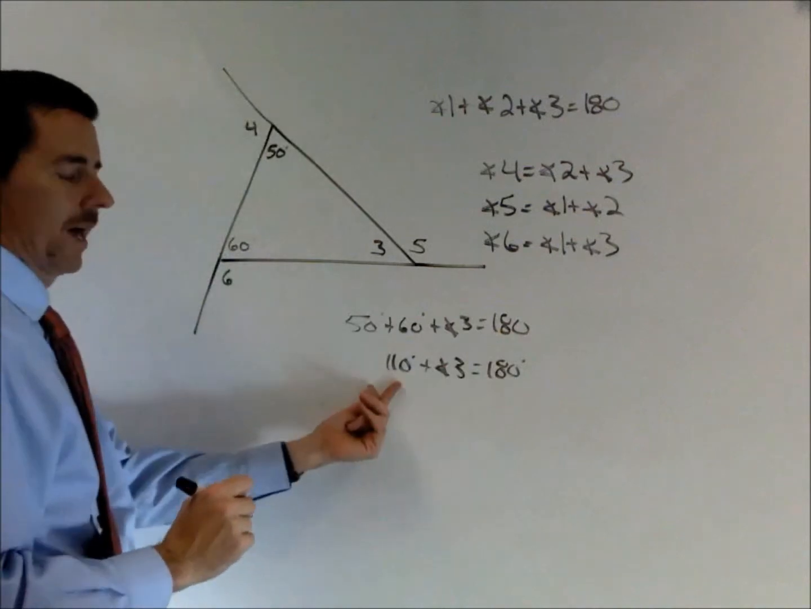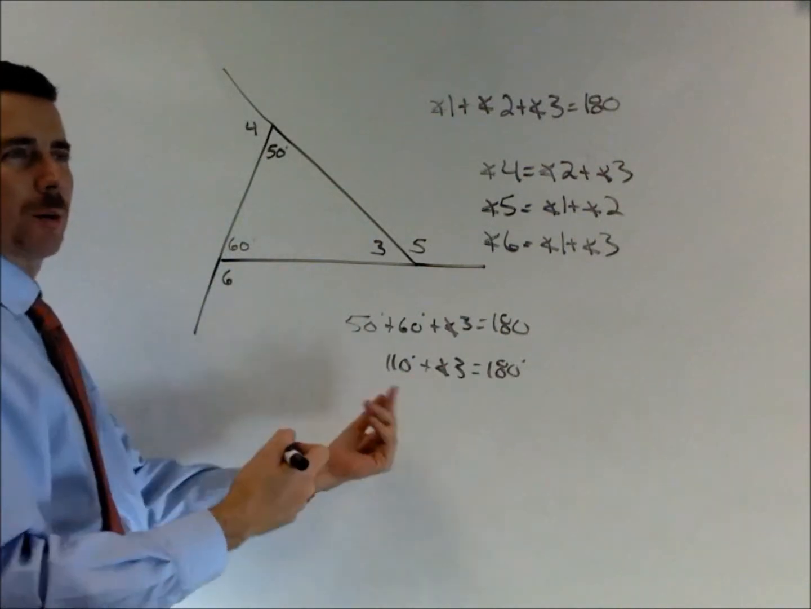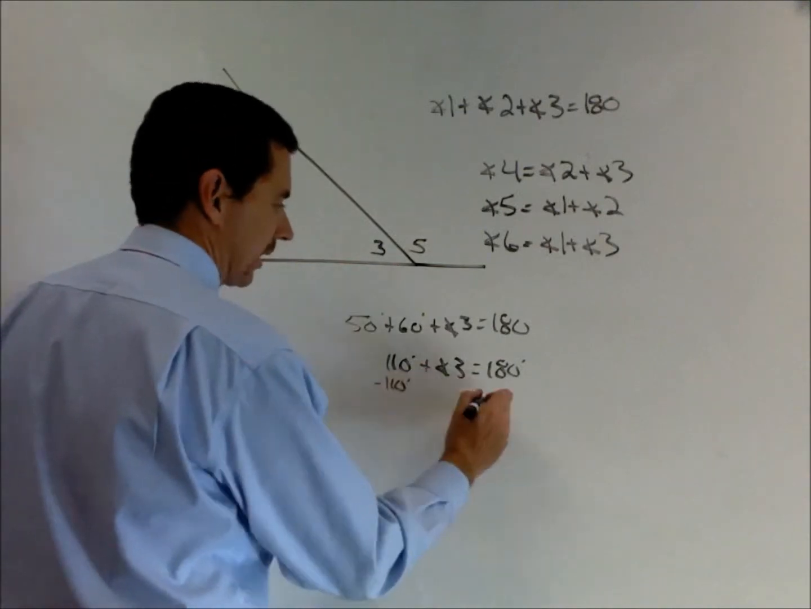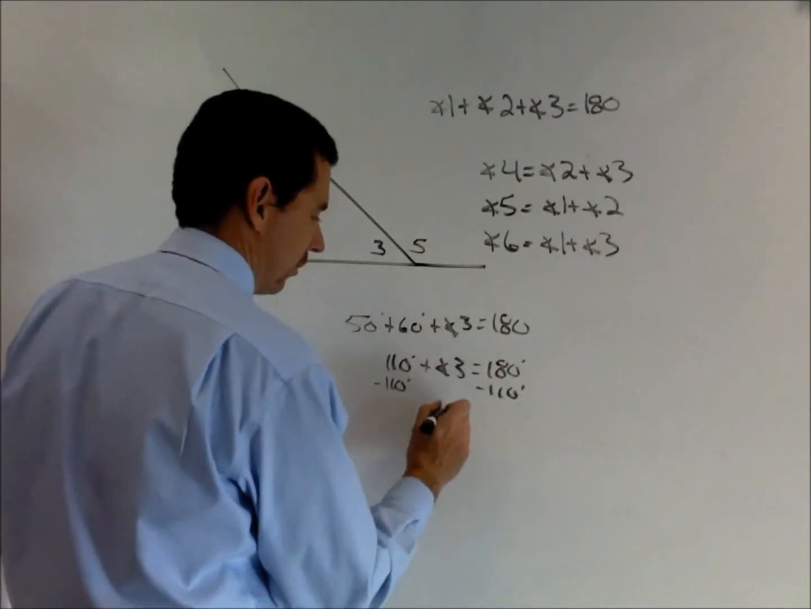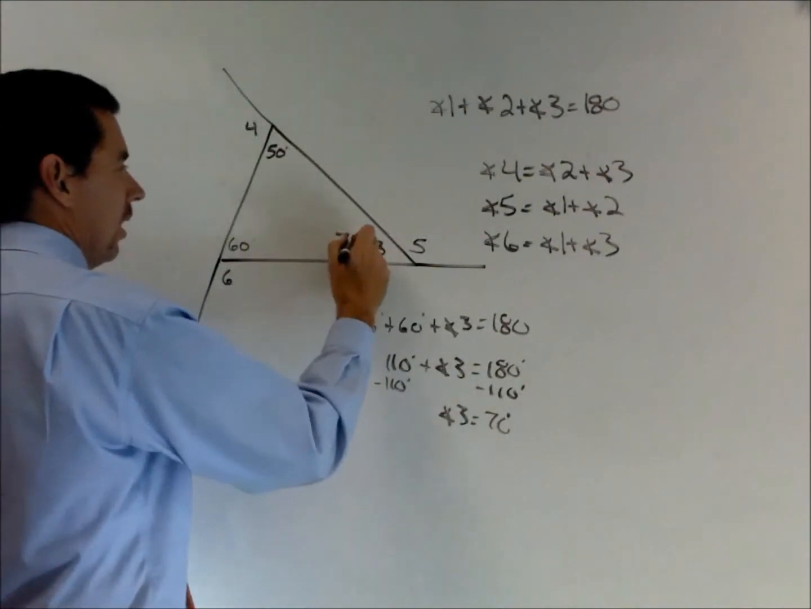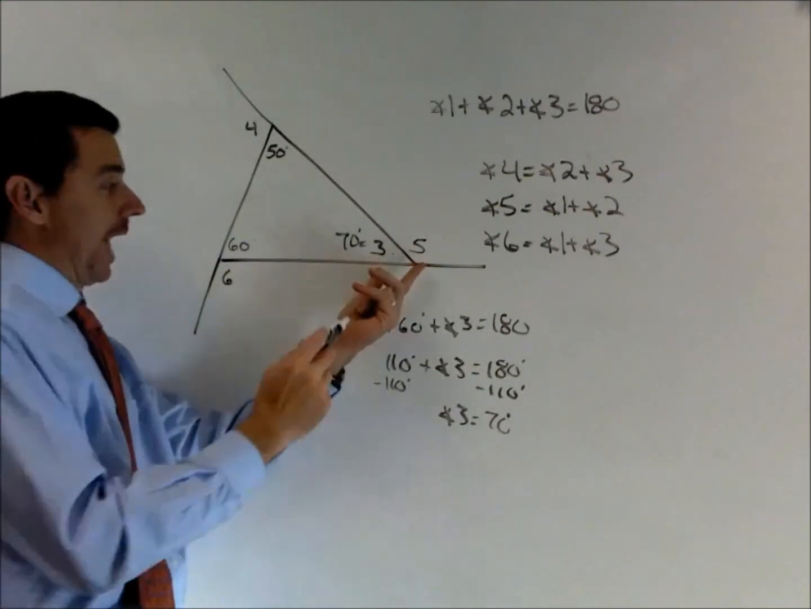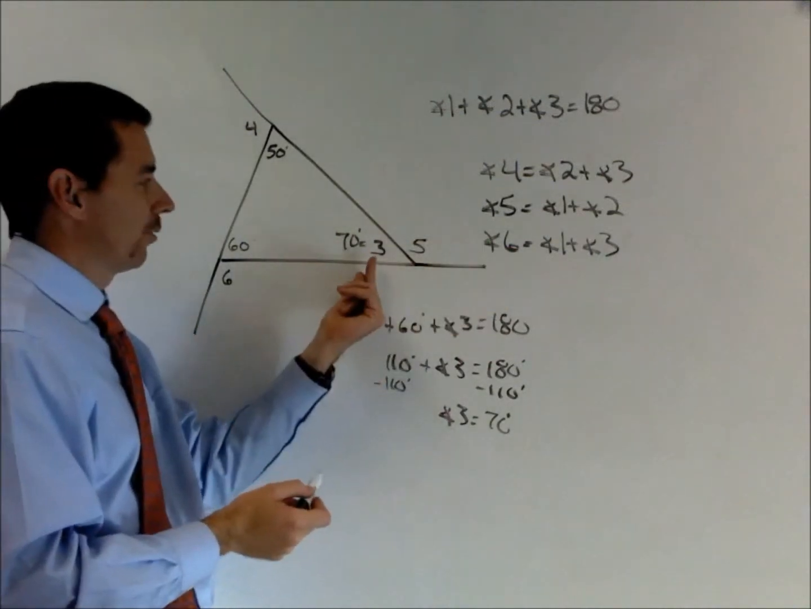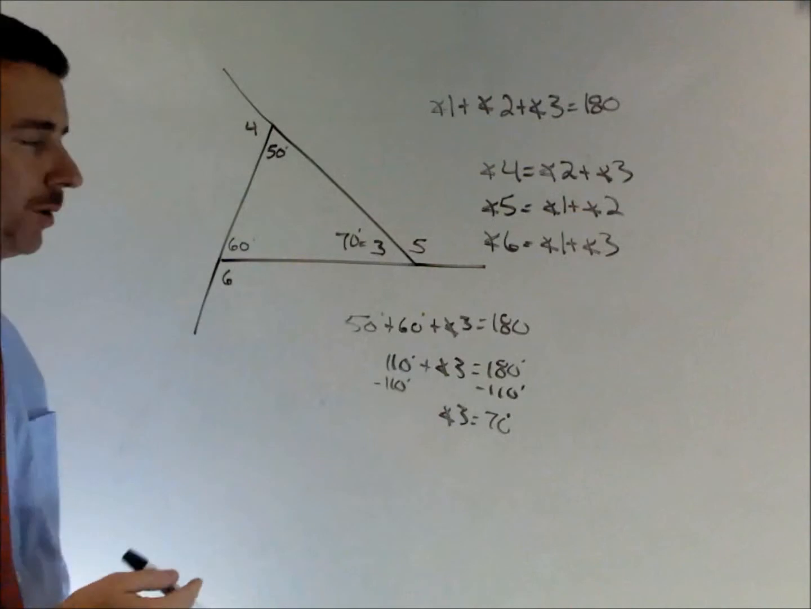Solving for angle 3, how do we get rid of the 110? Well, we're doing the opposite operation. So if I'm adding 110 to this, we're going to subtract 110 from both sides. And we're left with angle 3 equals 70 degrees. Now I could say, all right, angle 3 and 5, that's a linear pair. They have to add up to 180. So if angle 3 is 70, angle 5 is obviously going to be 110.